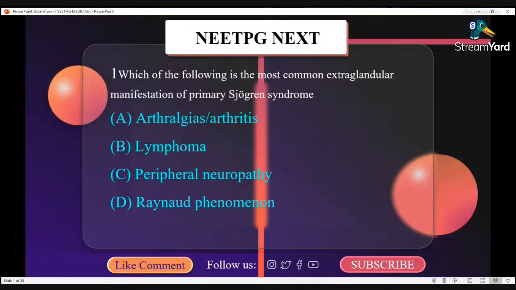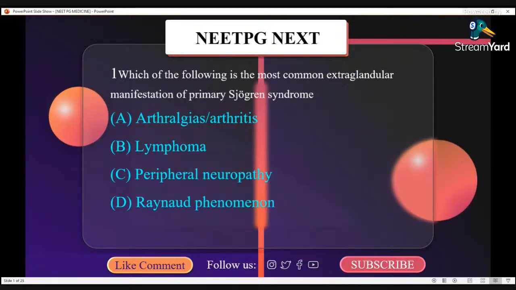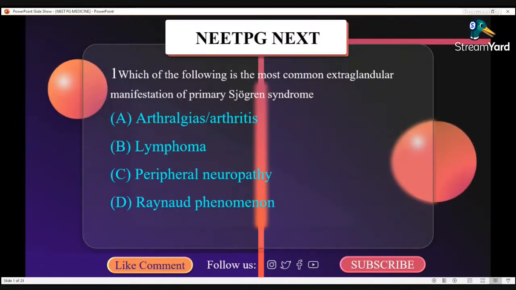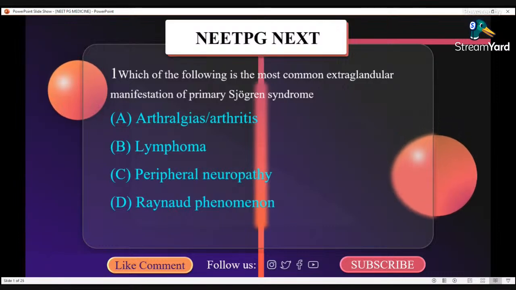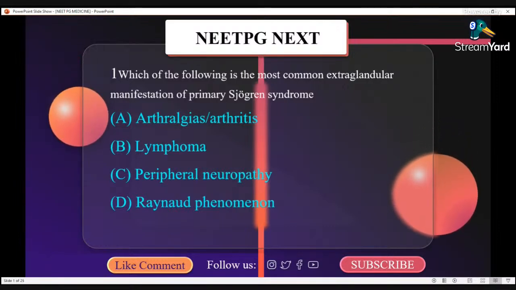Which of the following is the most common extraglandular manifestation of primary Sjogren syndrome? A. Arthralgia, arthritis. B. Lymphoma. C. Peripheral neuropathy. D. Raynaud's phenomenon.